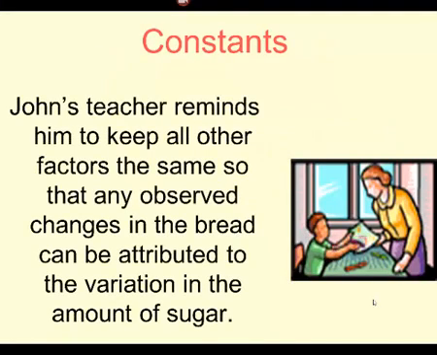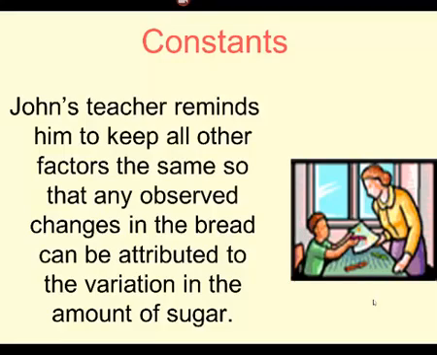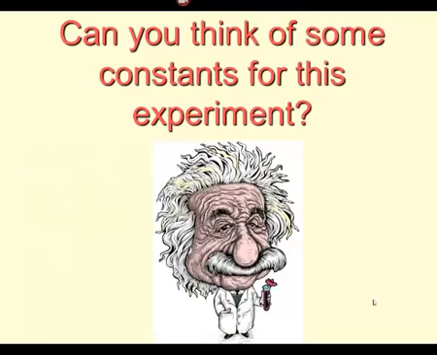John's teacher then reminds him to keep all other factors the same, so that any observed changes that occur in the bread come only from the changes that he has created with the amount of sugar. So the constants in an experiment are all the factors that the experimenter attempts to keep the same. So can you think of some constants for this experiment? There are numerous constants for this experiment. Take a couple of seconds, think about some of the things that are going to stay the same in this experiment, the things that are constant.